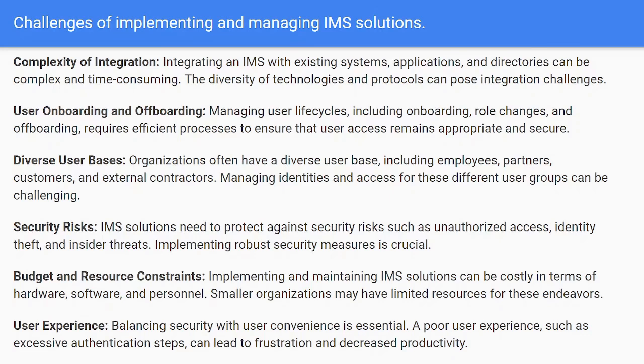Understand? The next thing is user onboarding and offboarding. Managing the user life cycle, including onboarding, role changes, and offboarding, requires efficient processes to ensure that user access remains appropriate and secure. Remember that IMS has to do with user provisioning and deprovisioning, everything that has to do with a user. So you have to ensure that all the processes, the creation, deletion, addition, subtraction, everything you want to do about the user, are still secured, and that the user access is appropriate and secured.